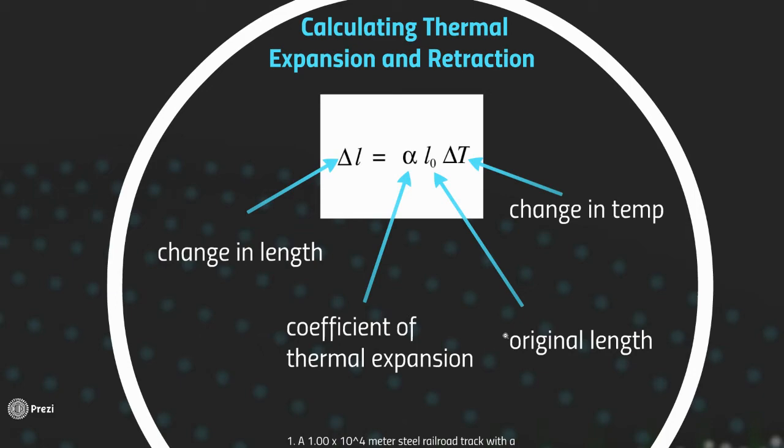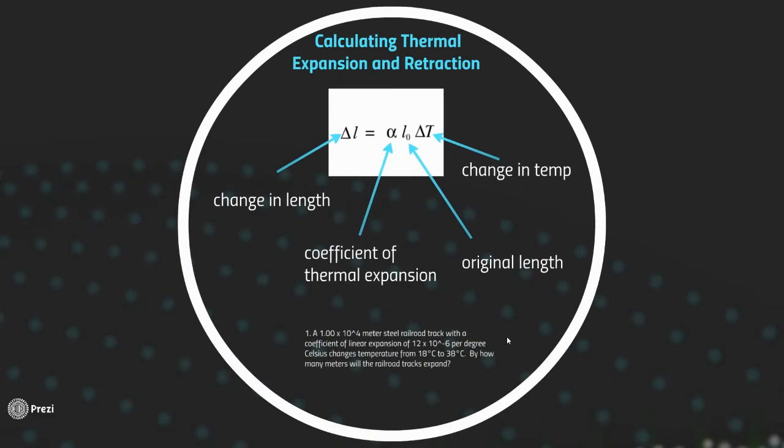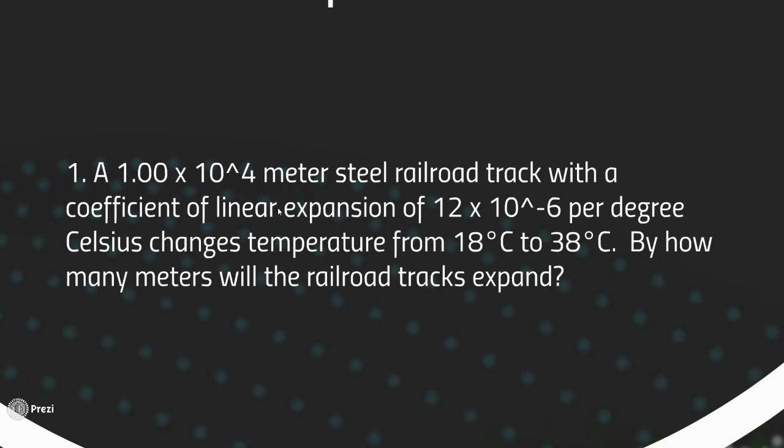So an example of calculating the thermal expansion would be right here. Let's say a 1 times 10 to the 4th meter steel railroad track. So 1 times 10 to the 4th, 1, 2, 3, 4, so that's 10,000 meter steel railroad track with a coefficient of linear expansion of 12 times 10 to the negative 6 per degree Celsius. So here's our coefficient of linear expansion. Here's our original length. All we need now is the temperatures, and it said the temperature changed from 18 degrees Celsius to 38 degrees Celsius. So there's a 20-degree temperature change.